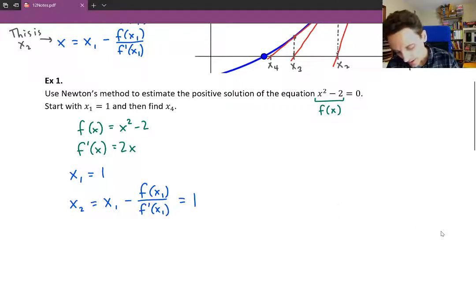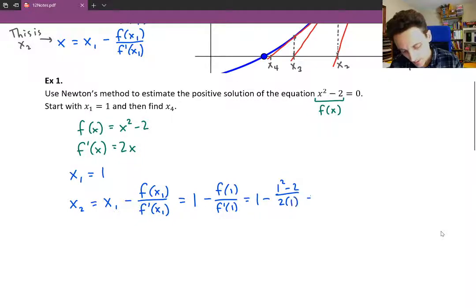So then we have x sub 1 is 1. We'll put the 1 in all these places. We have 1 minus f of 1, which is 1 squared minus 2, over f prime of 1, which is 2 times 1. So we get 3 over 2 when we evaluate that. Actually, let me break this out a little bit more. This is 1 minus negative 1 over 2, which gives you 3 over 2, which I'm going to point out in a slightly different color is 1.5.